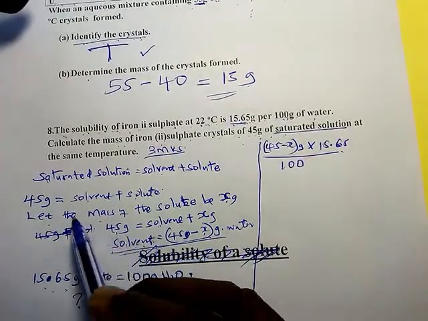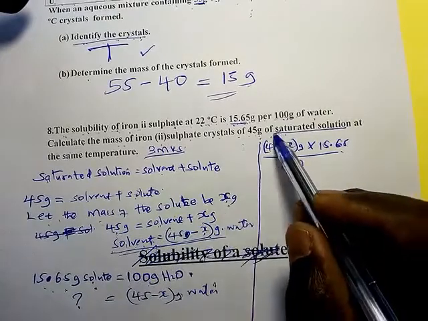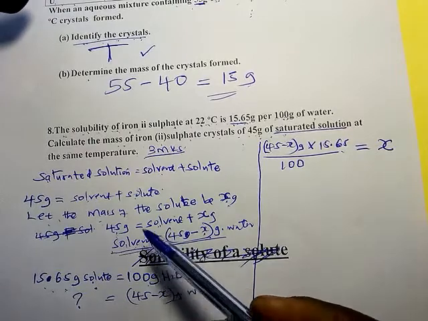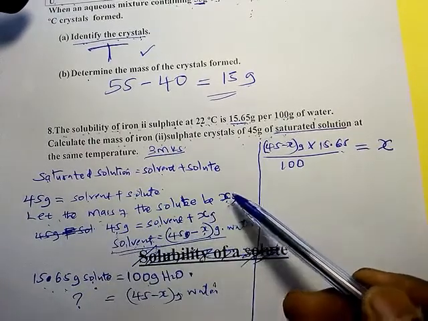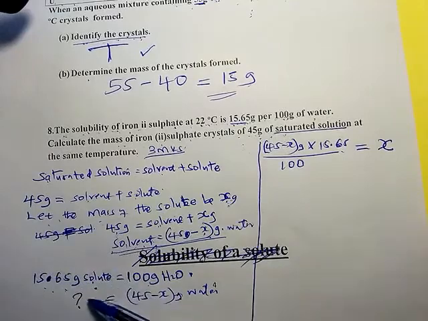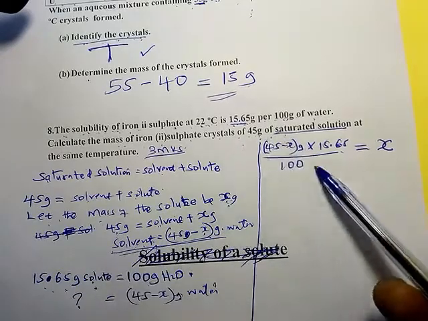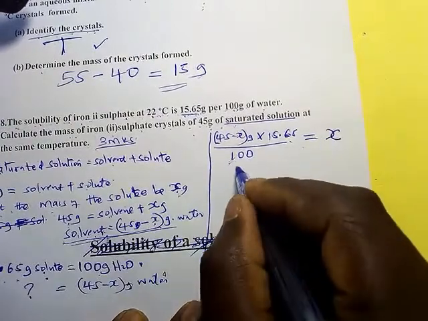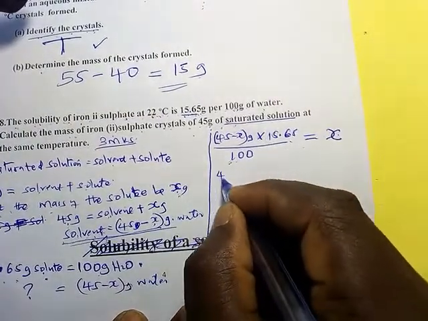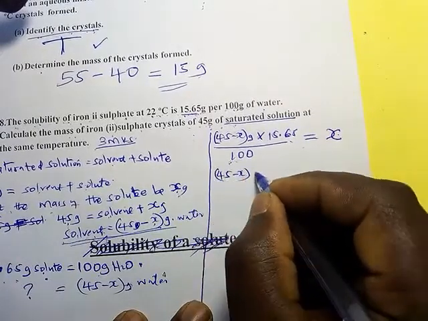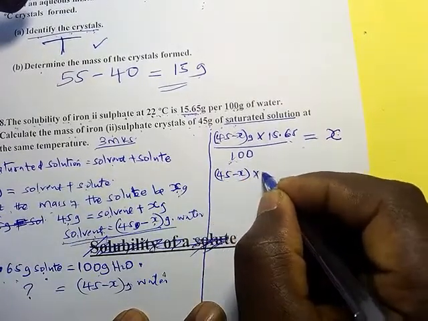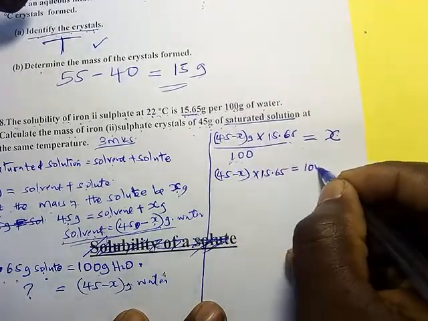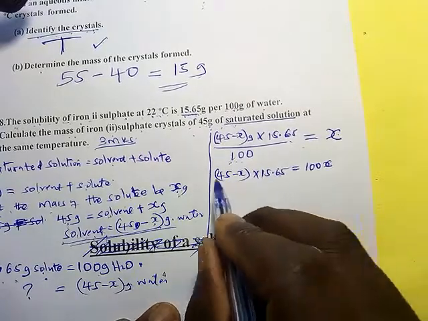But we said let the mass of the solute be X. So it means that this mass will be equal to X. Because we have said let the mass be X, it will be equal to this. So we multiply to remove the denominator: 45 minus X times 15.65 equals 100X. So we can open the bracket here.